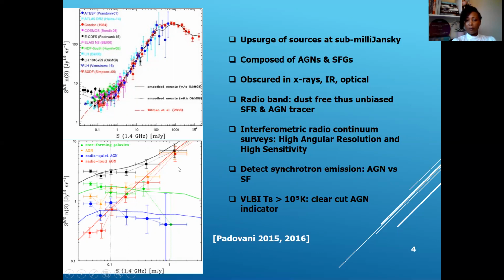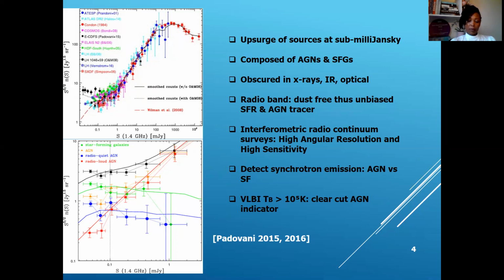These regions are highly obscured in the X-rays, infrared, and optical, and we know that the radio band does not suffer from dust extinction, therefore it offers an unbiased tracer for both star formation and AGN activity. Further bringing in the concept of interferometric radio continuum surveys, which offer high angular resolutions and high sensitivities, which are in turn able to detect synchrotron emission from AGNs, thereby having the capability to distinguish between AGN and star formation.